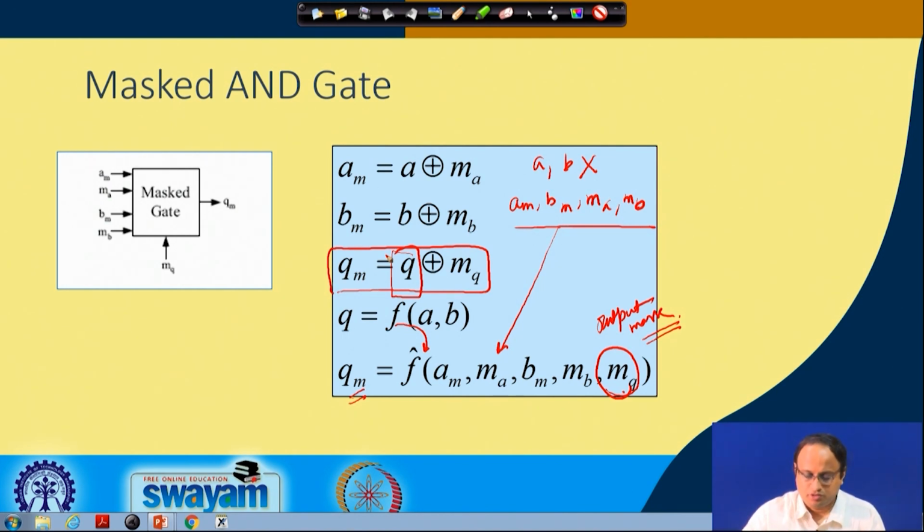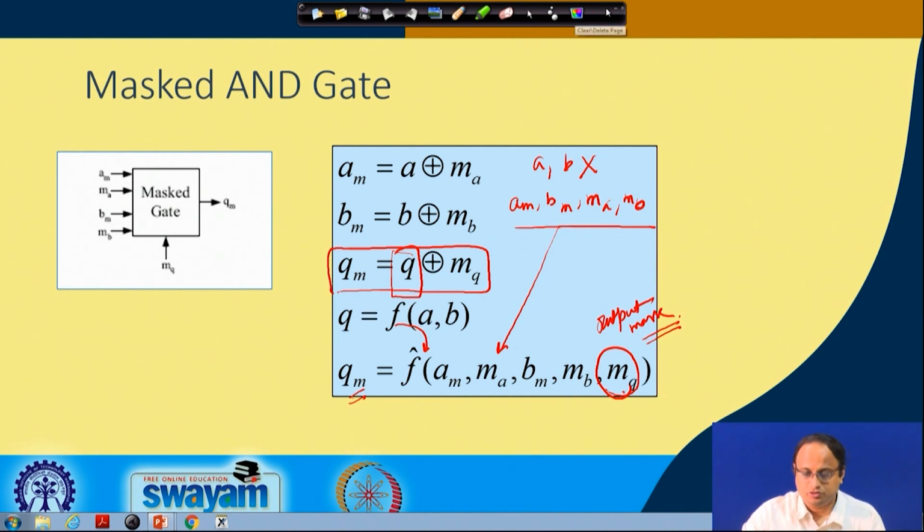So, let us now see how we can convert the AND gate into its masked counterpart. In other words, we would like to see how to write f hat, knowing that f is nothing but the AND of A and B.